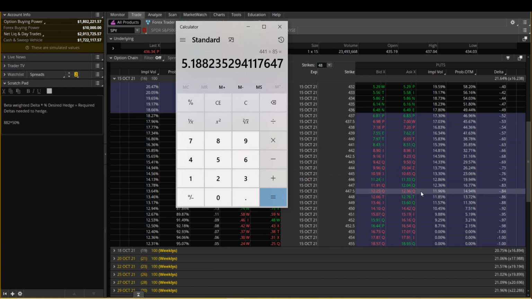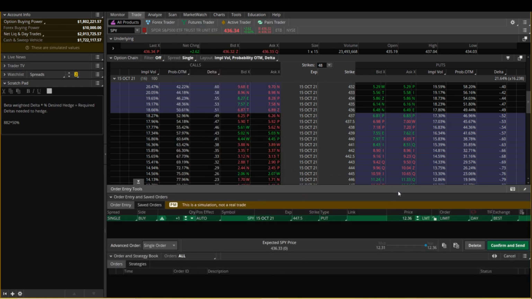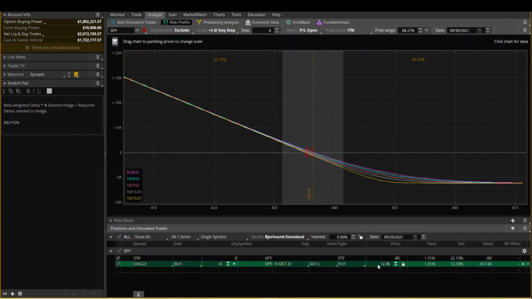So if we look at our 5 puts, if we want to analyze that, we can see that's giving us roughly 417 deltas right here, it shows. And this is going to be what's going to happen as SPY moves. We can see that if SPY trades flat the next 2 weeks, we're not going to lose too much money. We're looking at roughly almost $6,000 worth of a hedge here at 1,200 times 5.